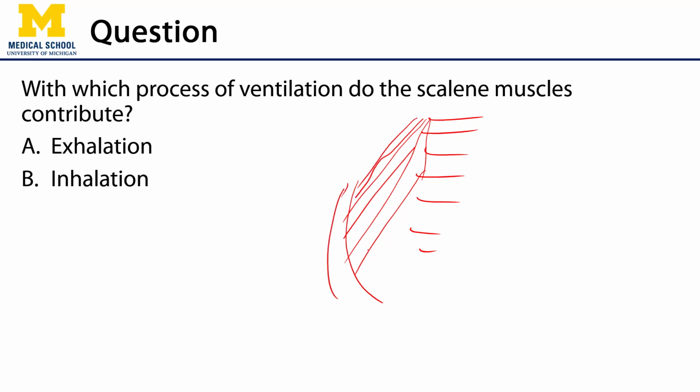So when the scalene muscles contract, they're elevators of rib 1 and 2. By elevating the ribs, that leads to an increase in volume, which leads to a decrease in pressure, and that would be for a muscle of inhalation.